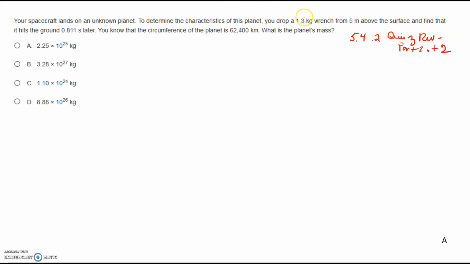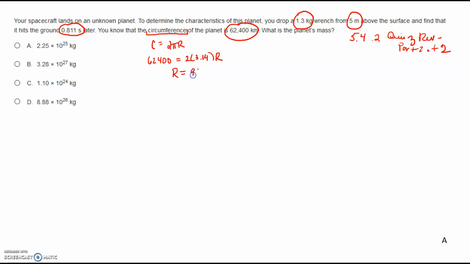Your spacecraft lands, and you drop a 1.3 kilogram wrench from 5 meters above. This is the circumference. This is the time. What we had done on the last part was we made circumference equal to 2 pi r. So I have 62,400 times 2 times 3.14 times r, and I'm solving for r. We're going to need it at some point.